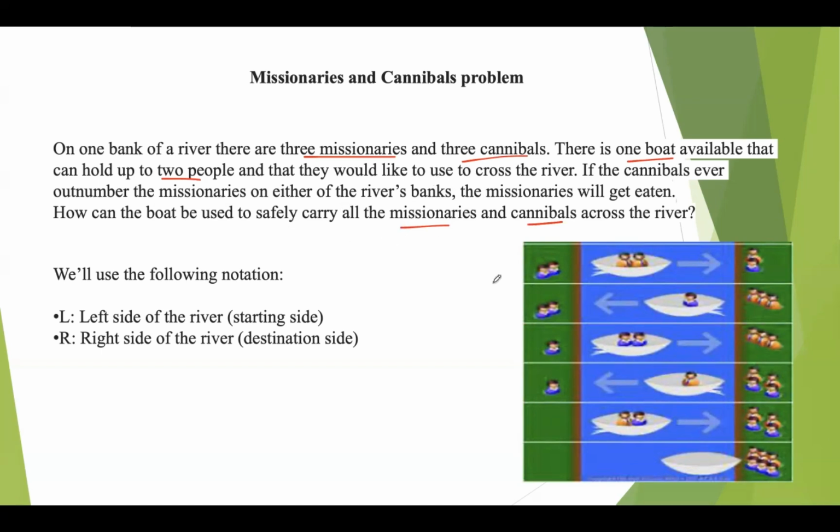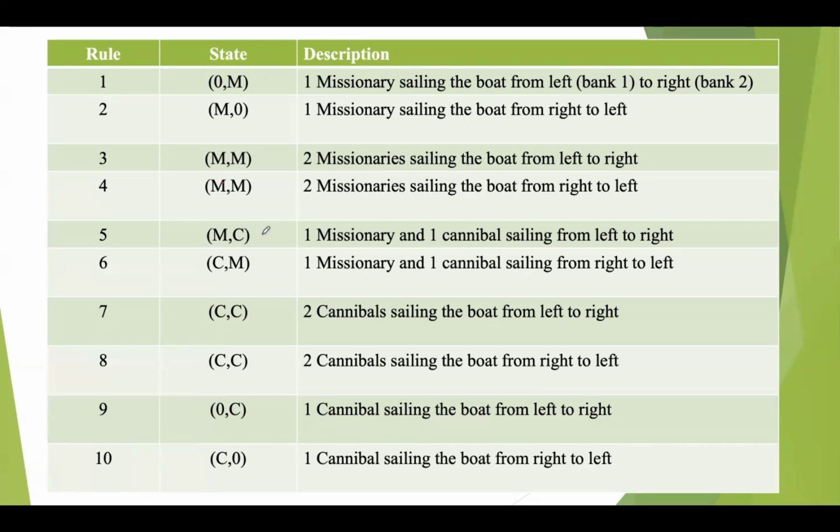Here you can see in the picture, there are three cannibals and three missionaries, and there is only one boat. Initially, they are towards the left side of the river, and finally, all of them are towards the destination side. We are using notations like L and R. L represents the left side of the river, that is the starting side, and R represents the right side of the river, which is the destination side. These are some rules, and this is the state representation.